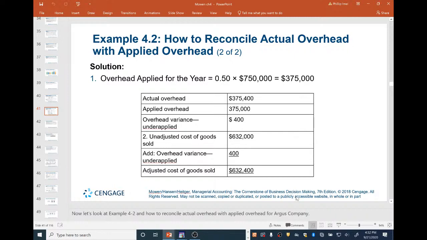So once we can actually infer what the actual data was, we compare it to what we applied throughout the year, and then just take that variance, and whether it's over or under, we just adjust it to cost of goods sold. Pretty straightforward, right? Anyone lost on how you reconcile the difference on the variance to cost of goods sold? Everyone good so far?